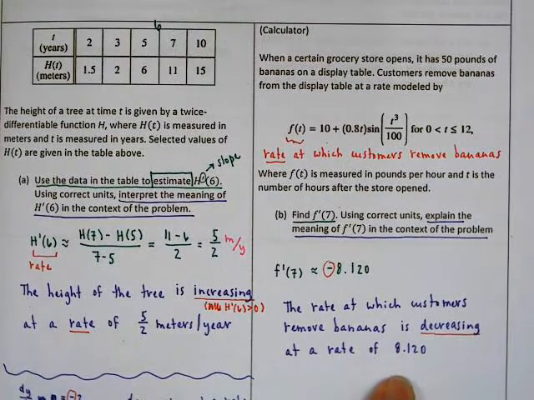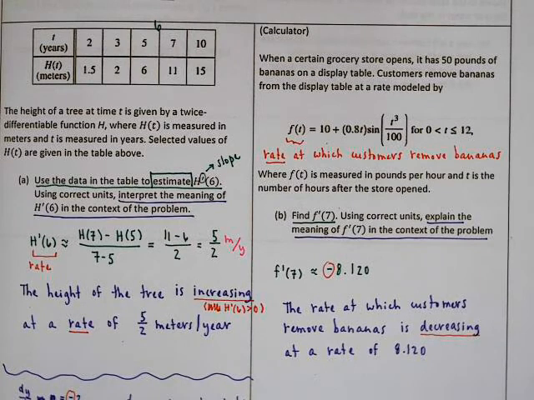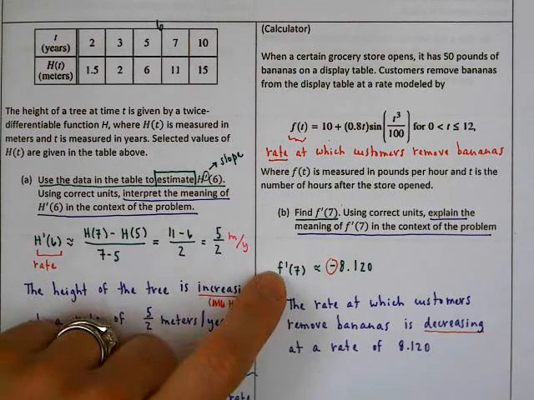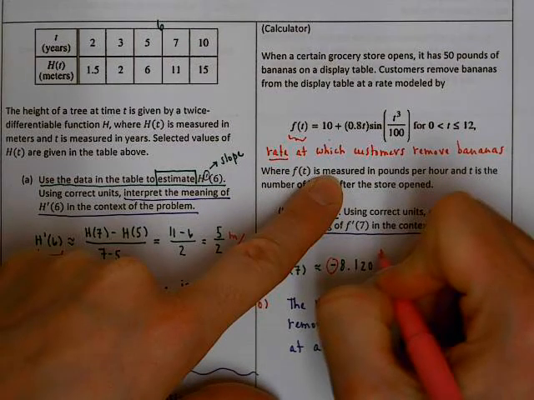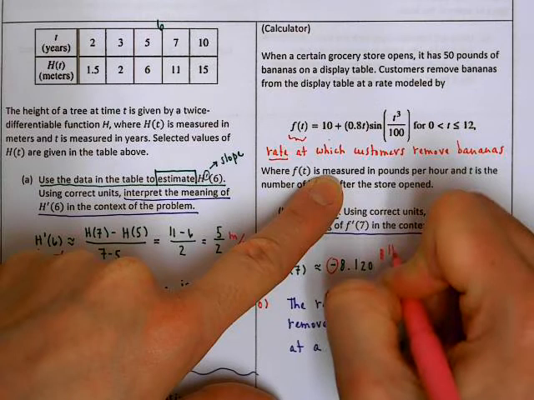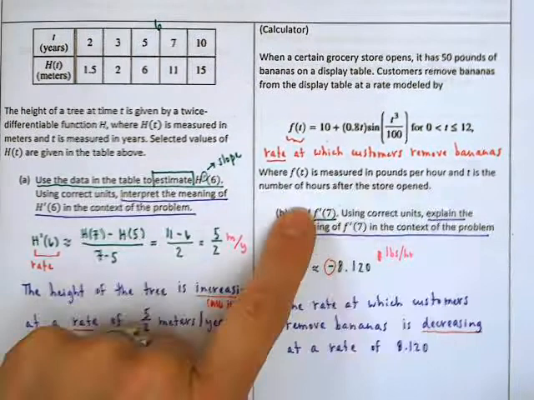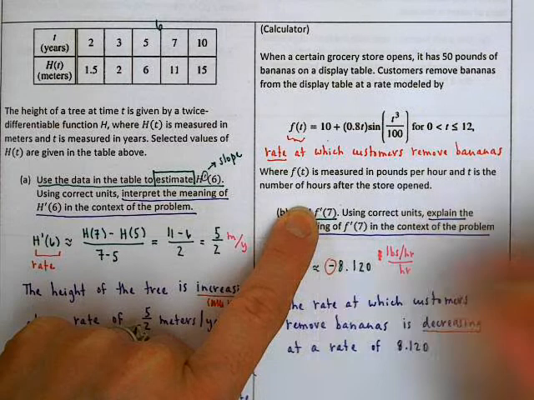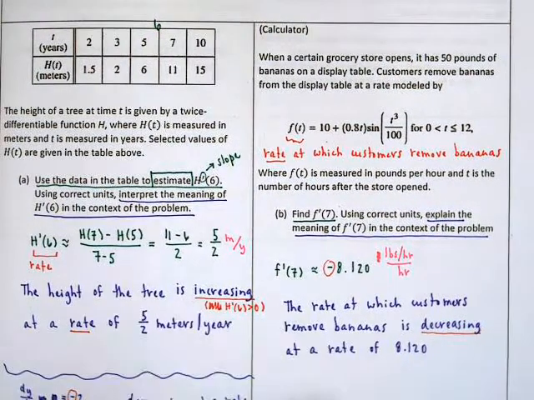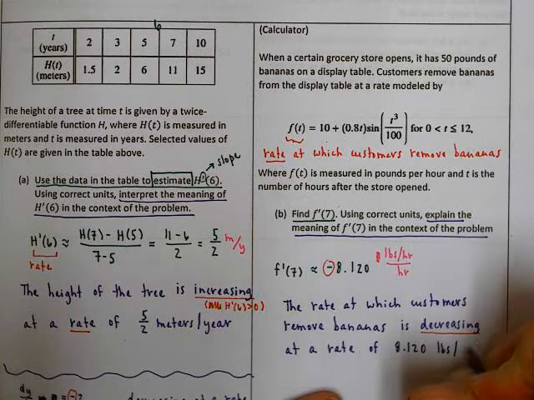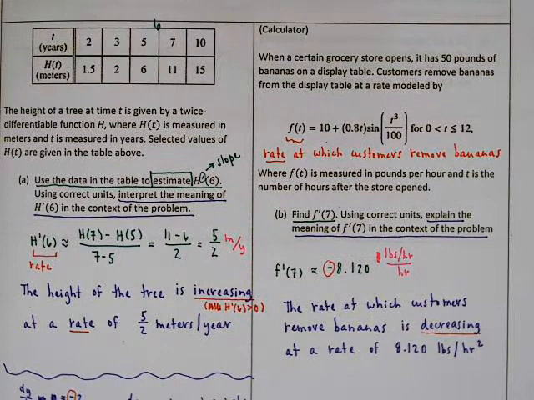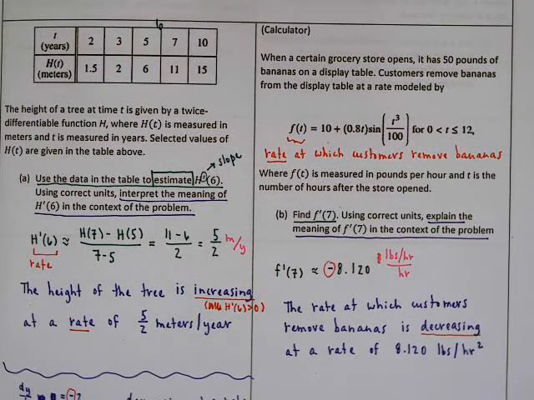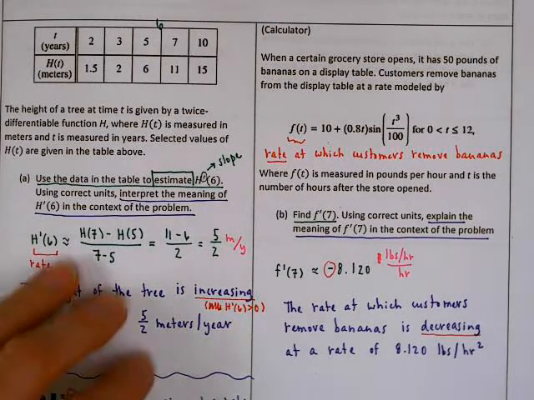And now we have to think about the units. So we could think of this derivative as a ratio, right? So our function was measured in pounds per hour, and then time was measured in hours. So we can say pounds per hour per hour, or we can say pounds per hour squared. And that would be a complete explanation. Okay, so that's the derivative side of this.